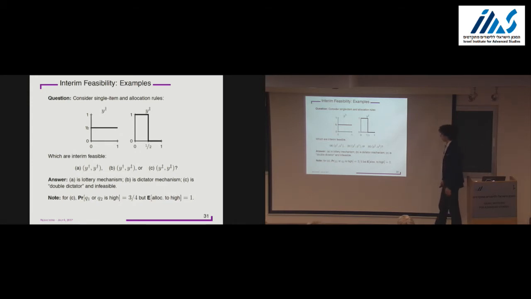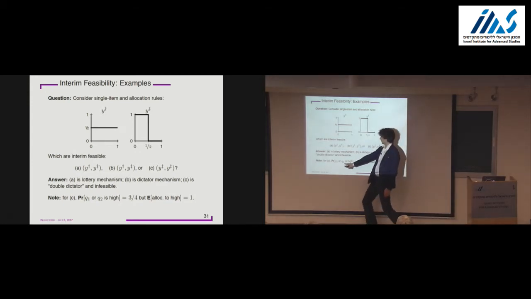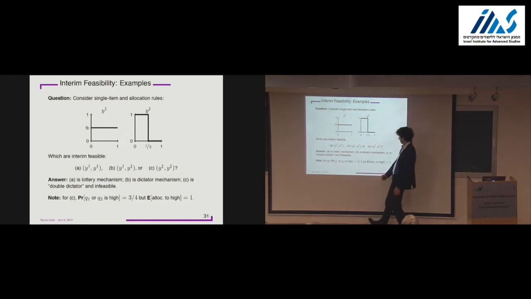Okay, note the probability that someone is high is 1 minus the probability that no one is high. The probability that no one is high is a quarter, right? A half times a half is the probability that both people are low. So the probability that someone is high is 3/4.